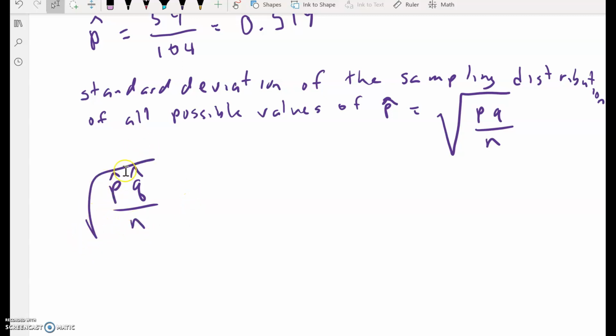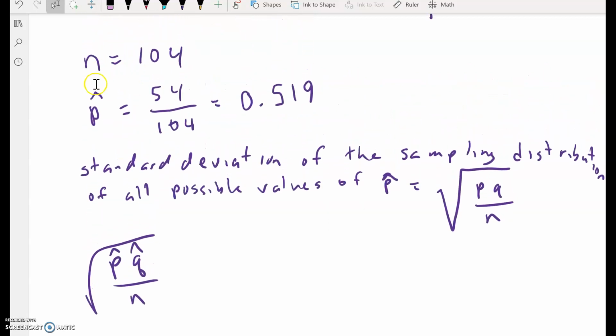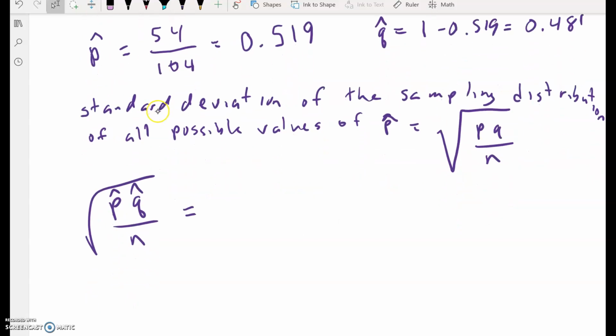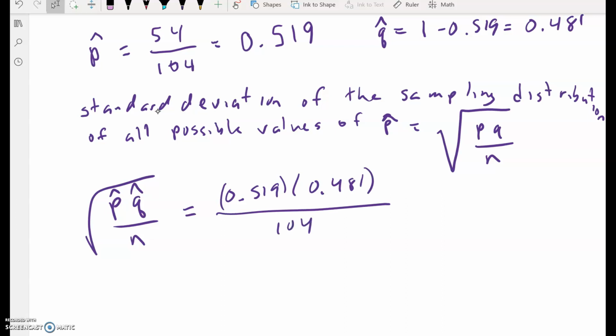Okay, that's no problem. We've got p hat right here. P hat is just the percentage of successes in the sample, 0.519. Q hat, you can probably guess what that means. It's the percentage of failures, in this case, the percentage of sea fans that do not have the disease, which is just 1 minus p hat, 1 minus 0.519, which would be 0.481. And n, we know n. N is 104. All right, so just plug those numbers in. So 0.519 times 0.481 divided by 104, take the square root.